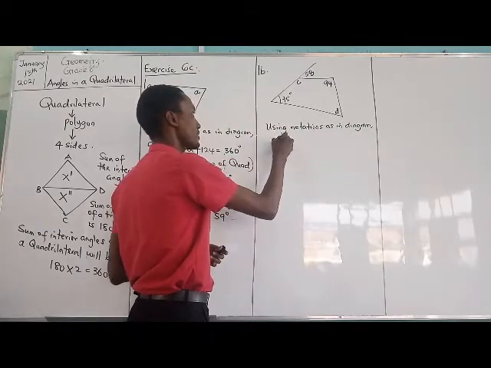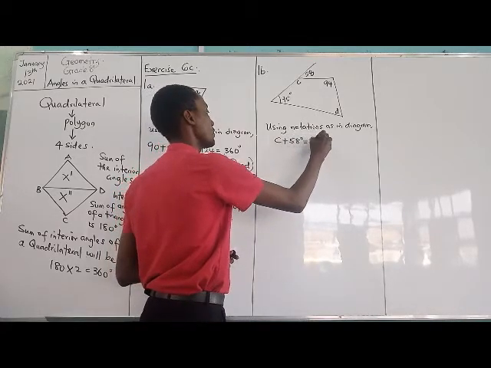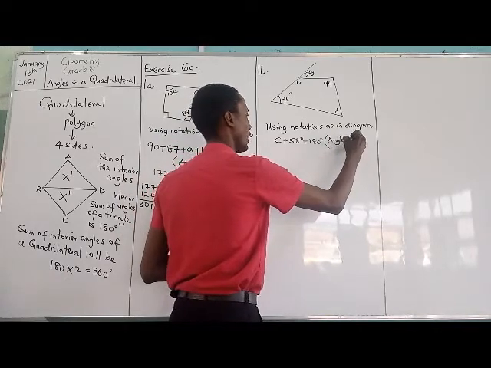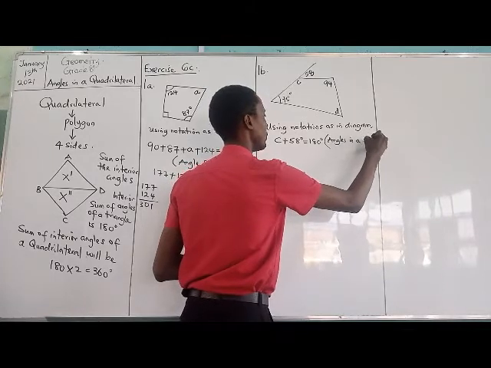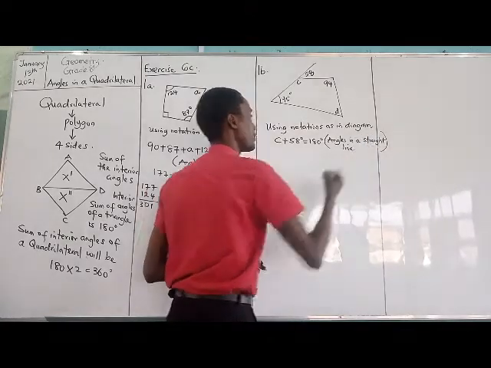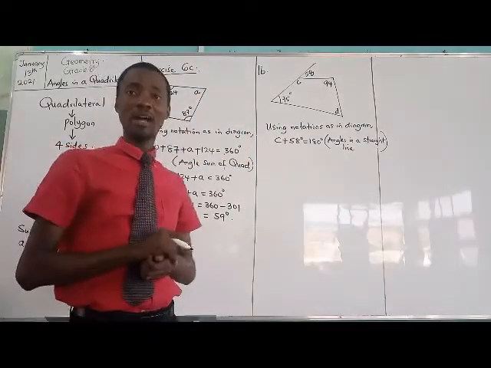We'll start by saying C plus 58 degrees will be equal to 180 degrees. What's the reason for that? Angles in a straight line. That will be the reason for that. Angles in a straight line will account for that reason.